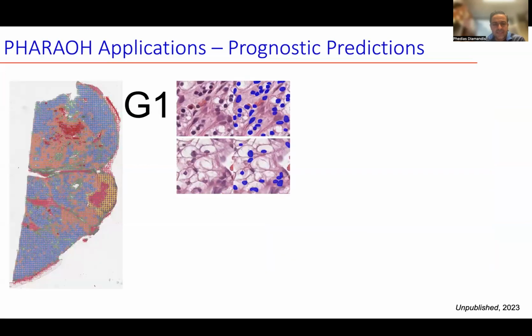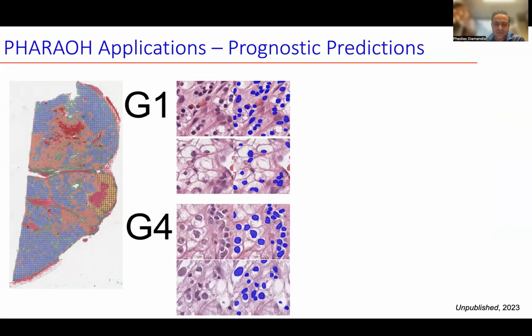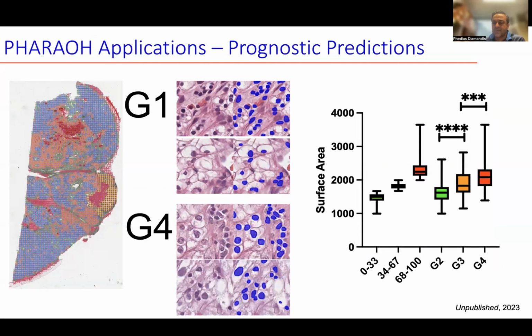So here are some examples of grade 1 tumors. Here's some examples of grade 2 tumors, and you can see that the computer can identify the cells and then compute the surface area. And in fact, if you look at grade 2, 3, and 4s, there is a significant increase in the surface area as you transition from these different grades.